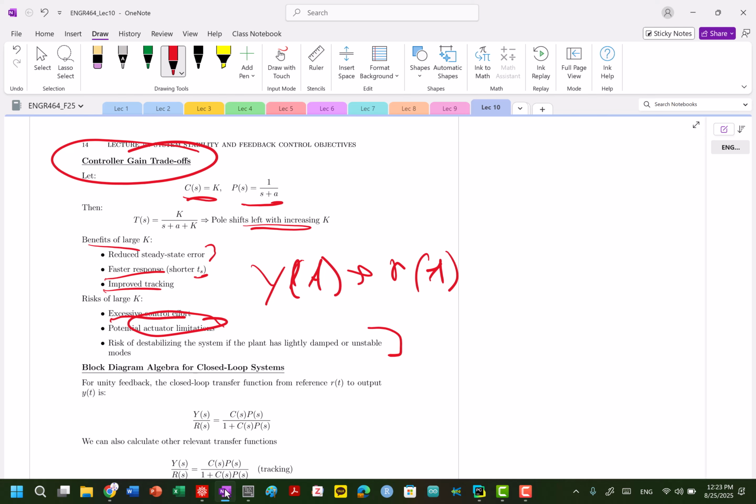So next time we're going to get into block algebra, looking at these transfer functions for different control architectures, and we'll see you next time.